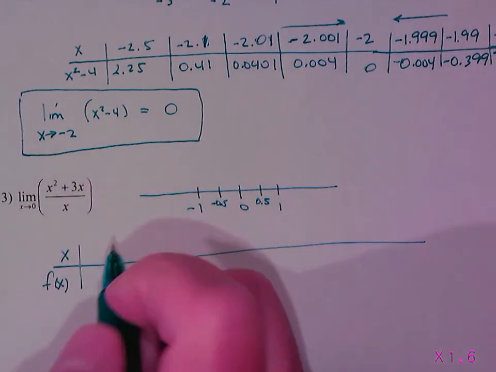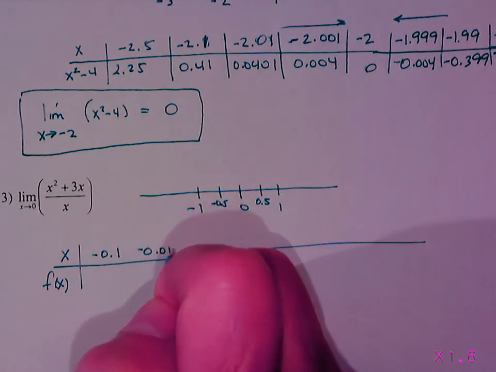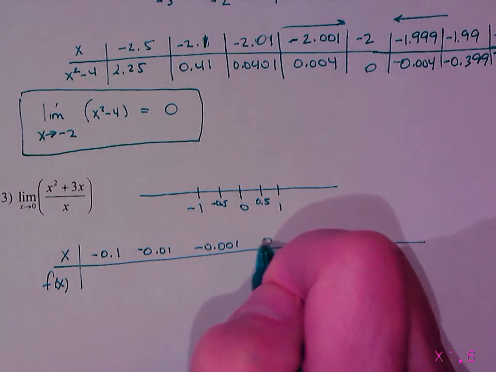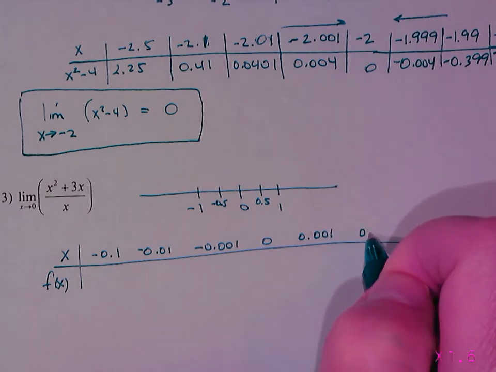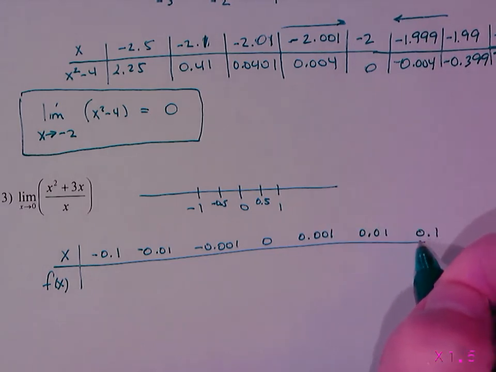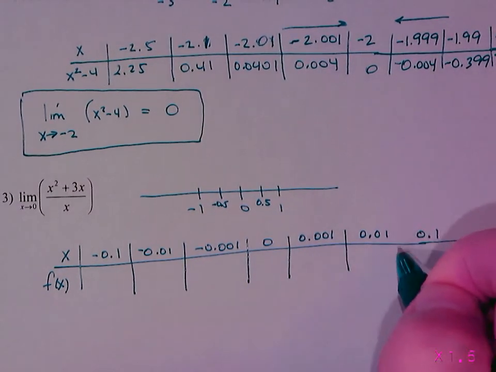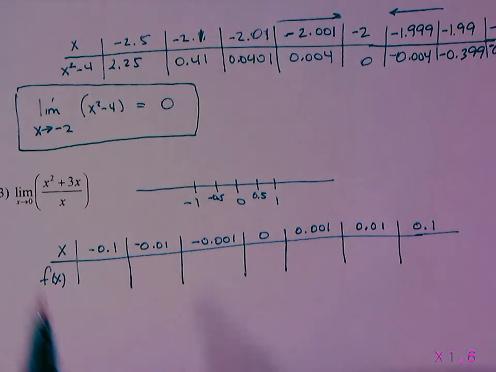I'm going to choose negative 0.1, negative 0.01, negative 0.001. And I'm going to put a 0 here. Then I have a positive 0.001, 0.01, and 0.1. Now that we've done a couple of these, I'm not going to use as many numbers. And I've already got the numbers. I'm not going to use my calculator again.